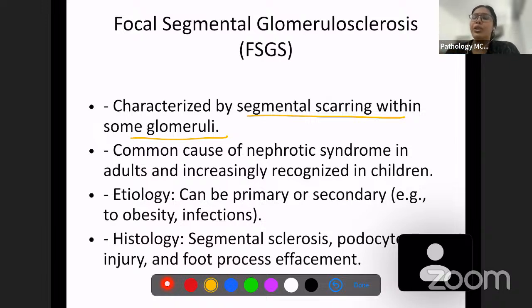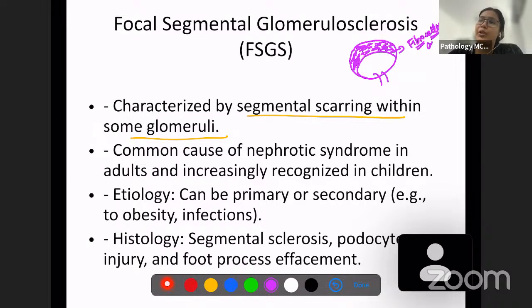Okay, now you can see a few glomeruli showing something called crescents. A crescent is nothing but a half moon shaped structure which is actually filled with epithelial cells, macrophages, some inflammatory cells, and fibrin. So these are known as fibrocellular crescents. It has fibrous material, it has fibrin, and it has cells.